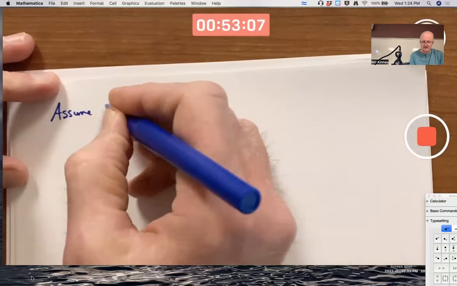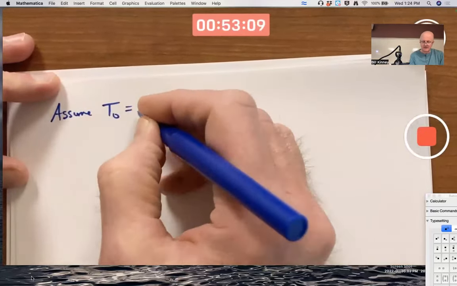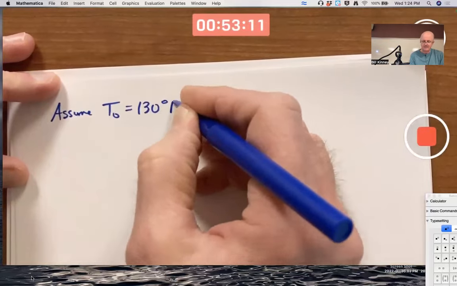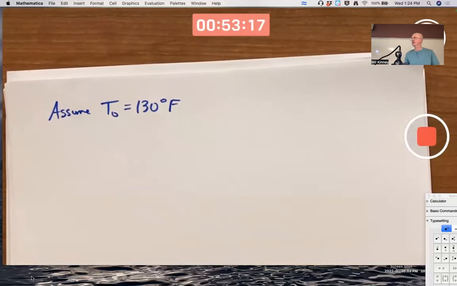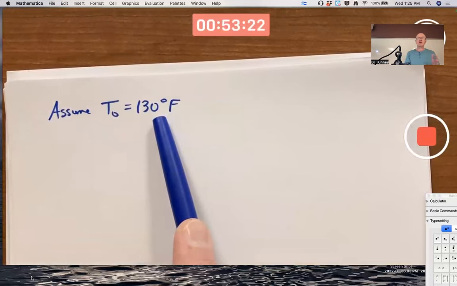Let's assume the initial temperature is, say, 130 degrees Fahrenheit. Is that too hot to drink? Oh, that's, I think, on the edge of too hot to drink. I probably would maybe still sip that, but if it was like 140, I probably wouldn't.